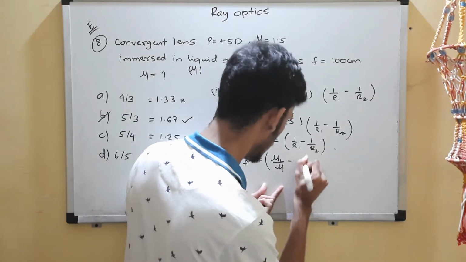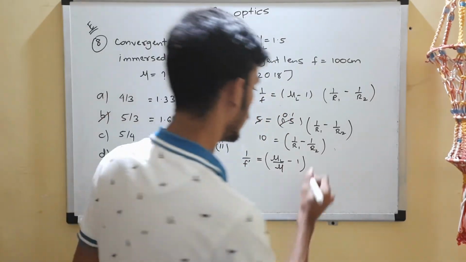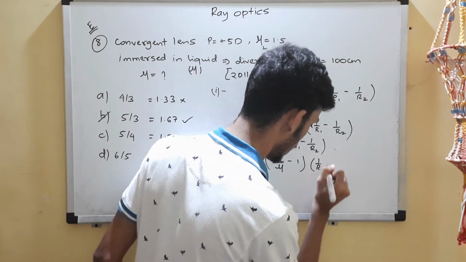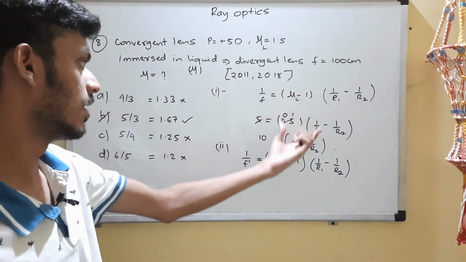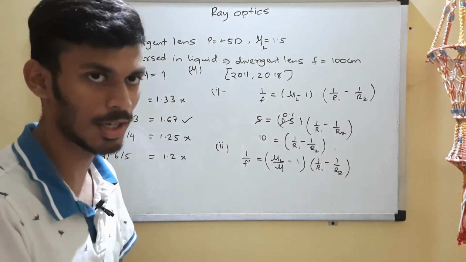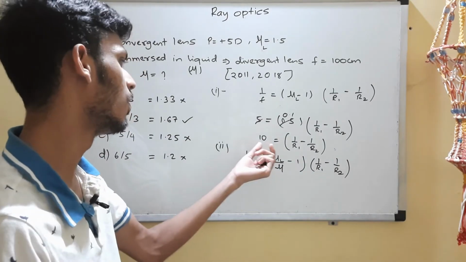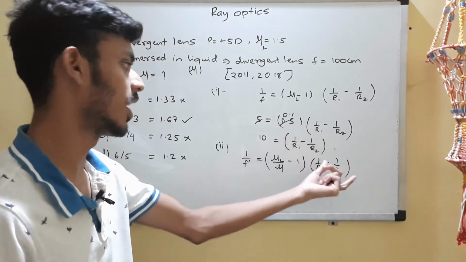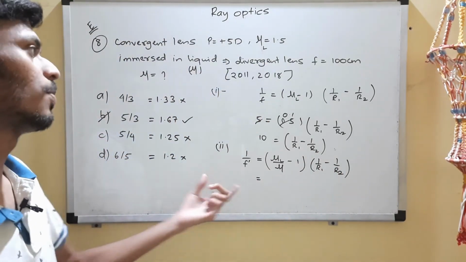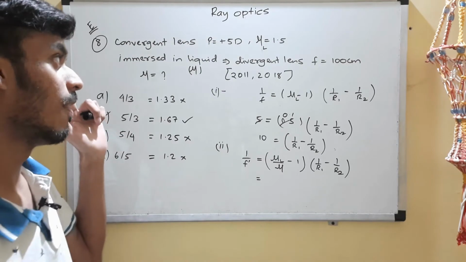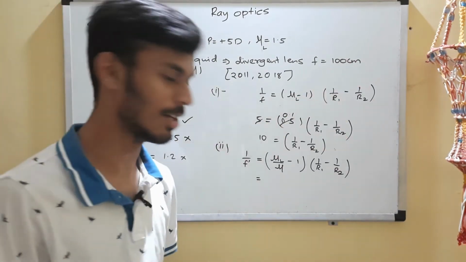Okay, so we have to consider mu minus 1, and 1 upon r1 minus 1 upon r2. Actually you could have written this and then just divided these two equations, but now we know that the value of 1 upon r1 minus 1 upon r2 is 10, so you can substitute it over there. Now 1 upon f is nothing but 1 upon 100 centimeters, right?